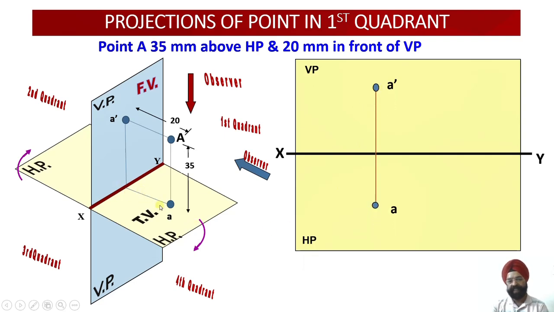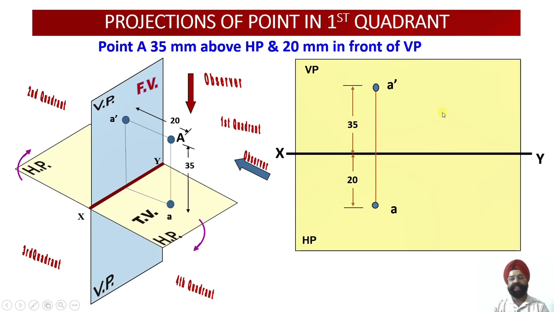And what is this distance? This distance is 20 mm. So this distance happens to be 20 mm, and we need to remember the front view will be obtained on the vertical plane and the top view will be obtained on the horizontal plane, and both the projections of the point will be falling in one vertical line over here. So now we do the dimensioning over there. That is, a dash, the front view, will lie 35 mm above the horizontal plane, that is above the XY line, whereas the top view lies 20 mm below the XY line.